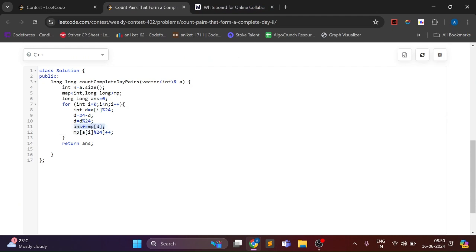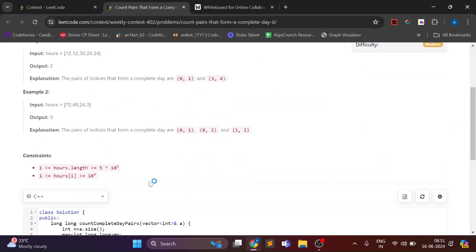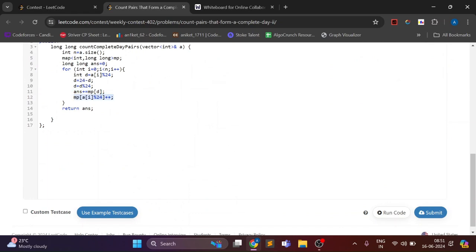And finally I will add mp of d to my answer and update mp of a of i mod 24 after adding to the answer, because the i and j indices should be unique, meaning they cannot be the same. If i was less than or equal to j, that means the same index was allowed, I would have just changed the order of this. I would just push this above.